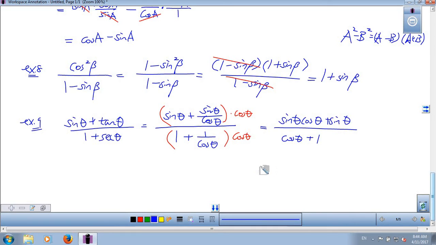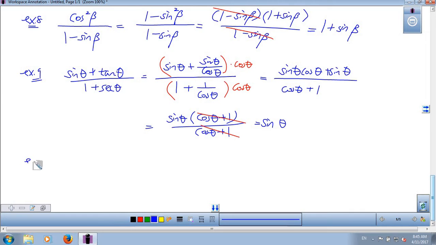So we can use another algebraic technique called factoring. We can factor out the sine theta because both terms have a common factor of sine. If I factor out the sine, I have cosine plus 1 left. The denominator is already cosine plus 1, so the two factors of cosine plus 1 will cancel each other out. So the final answer here simplifies down to sine. Again, we're just trying to use different algebraic techniques to help us simplify. Later on, this is very important too when we move on to the next topic.